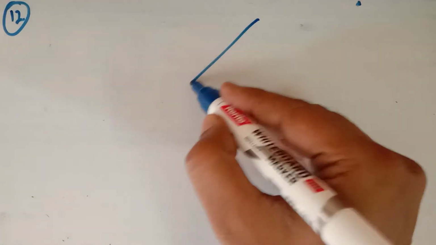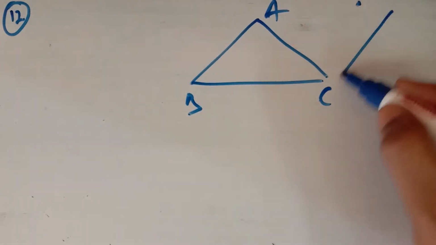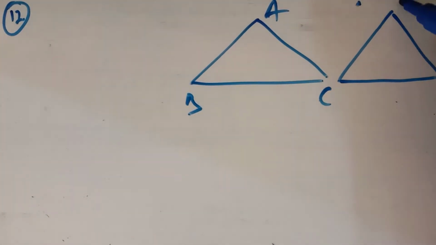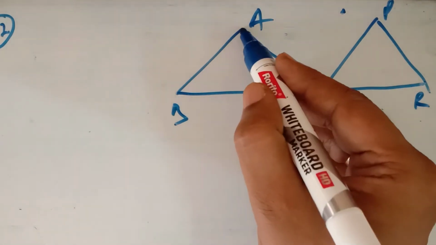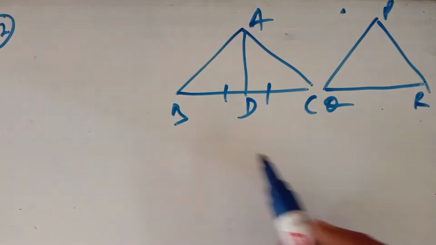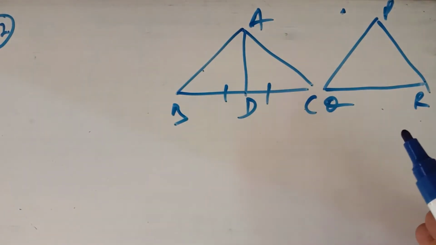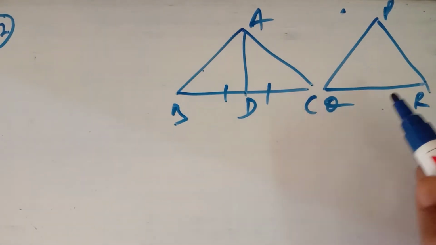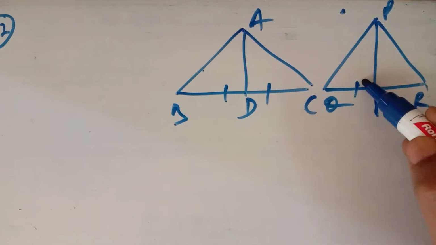It is given that the sides AB and BC and the median AD of triangle ABC are proportional to the sides PQ, QR and the median PM of triangle PQR. So two triangles are given, triangle ABC and triangle PQR. See it very carefully: what is given? AB and BC and the median AD are proportional to PQ, QR and the median PM. The median is given.